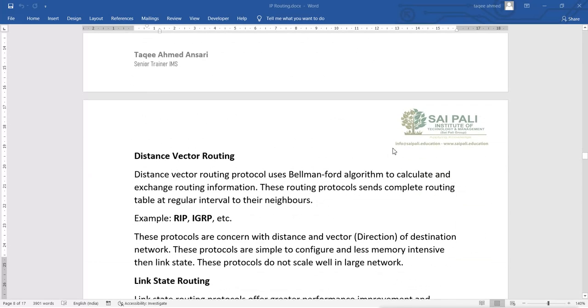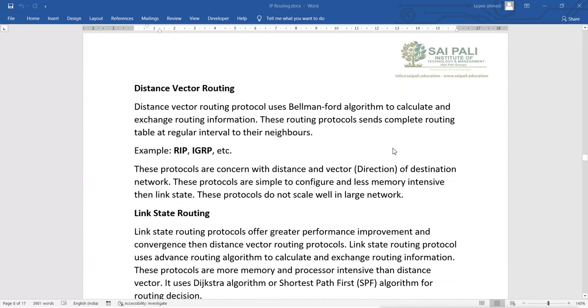Now what is the meaning of distance vector? Distance vector routing protocol uses the Bellman-Ford algorithm to calculate and exchange the routing information. These routing protocols send the complete routing table at regular intervals to their neighbors. For example, RIP and IGRP. These protocols are concerned with distance and vector, that is direction, of the destination network, and these protocols are simple to configure and less memory intensive. They put a very low load.